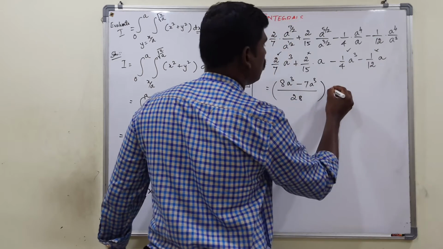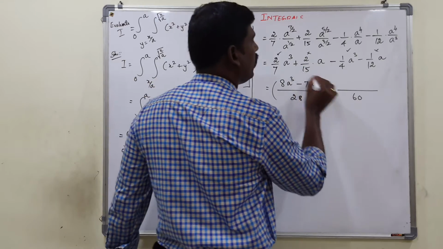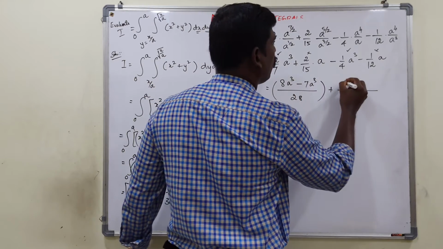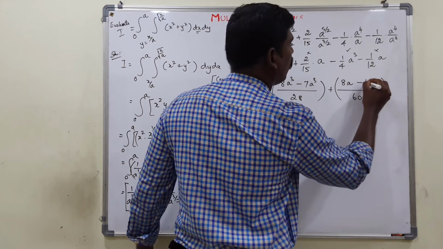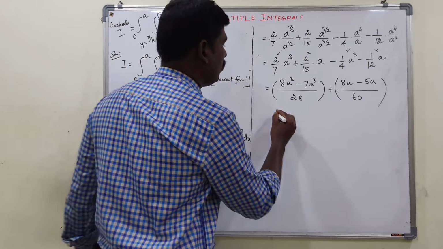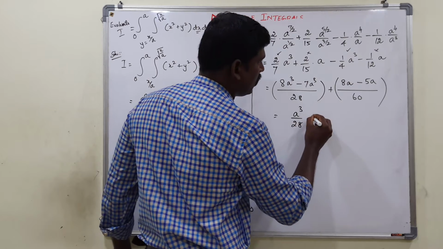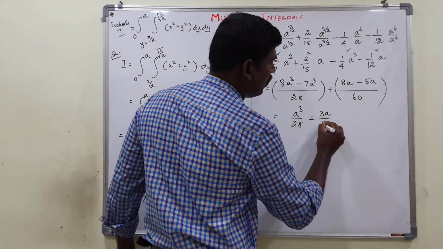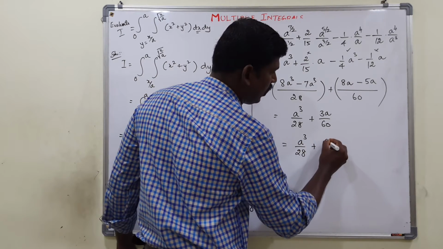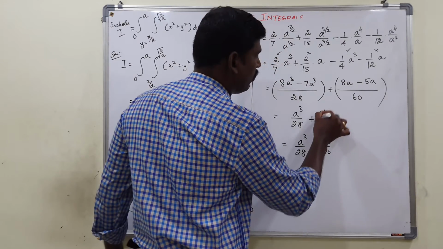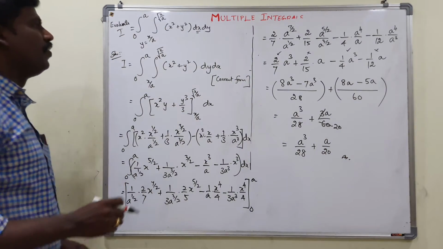Among these two terms, we can take 60 as common. 4 15s are in 60, so multiplied by 4, 8a, minus 5 times 12 is there, so 5a. So what? 8a cube minus a cube, 7a cube, a cube by 28 plus 3a by 60. That can be a cube by 28 plus a by 20. We can cancel that 3 with 60, becomes 20. That's all. So this is the answer for the given integral.